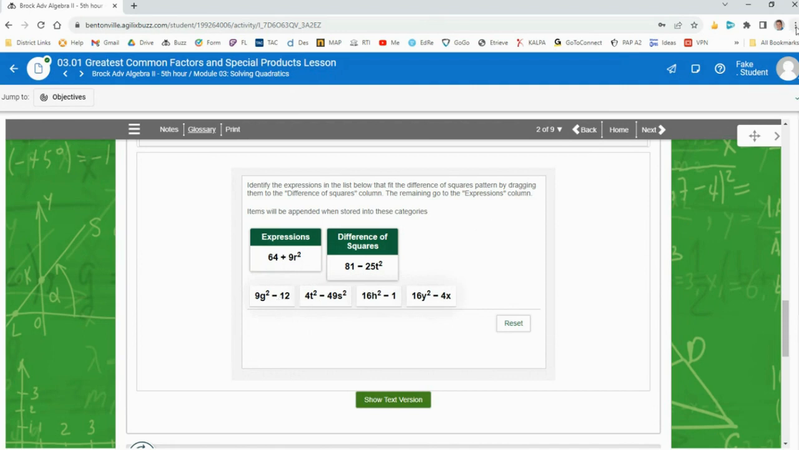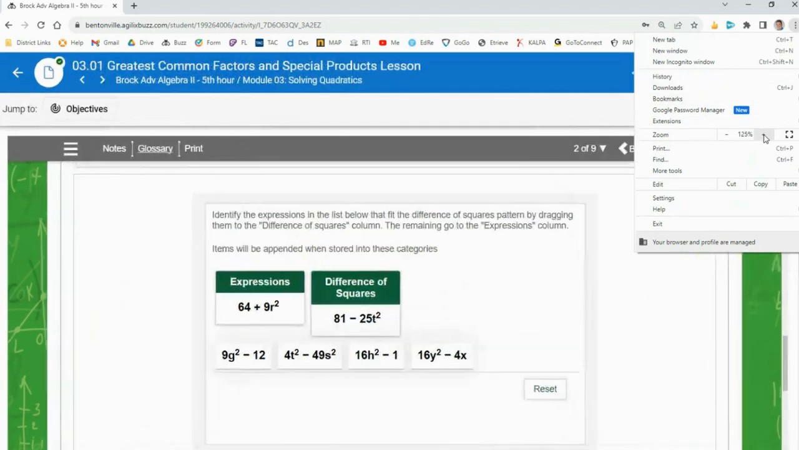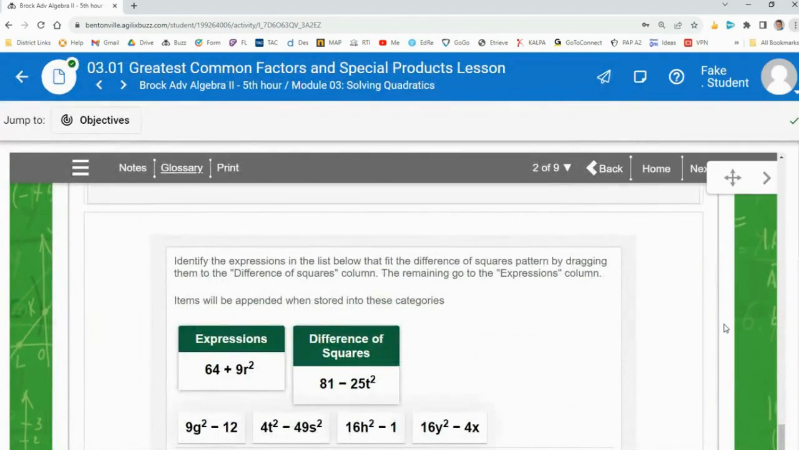Oh, can't see here. Some people struggle in seeing this because of the Chromebook. Let's see if I can make it bigger on the screen. There, that should help.